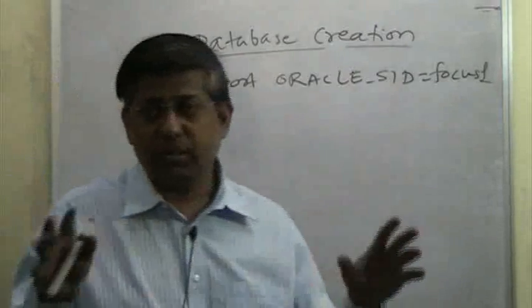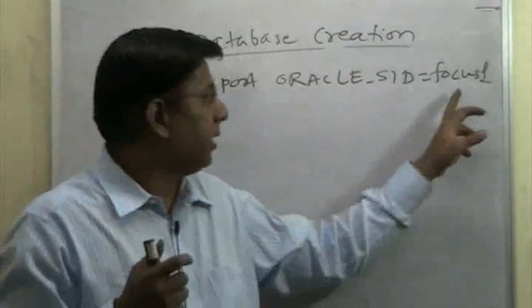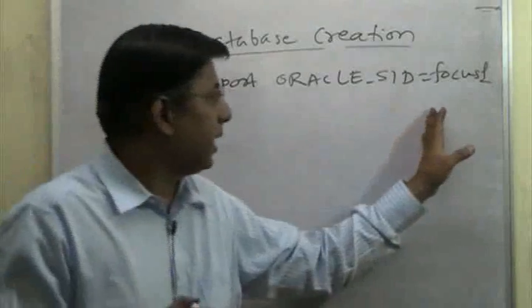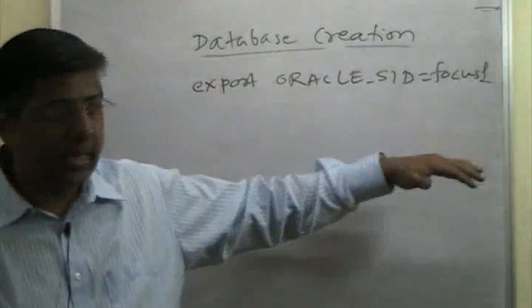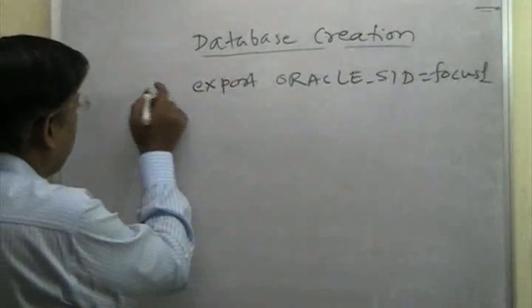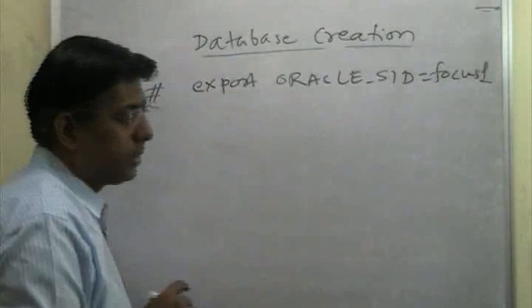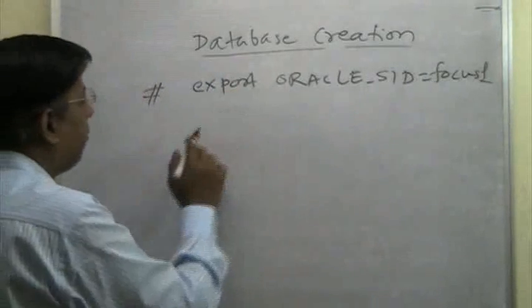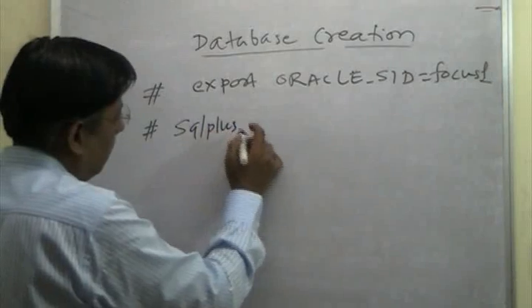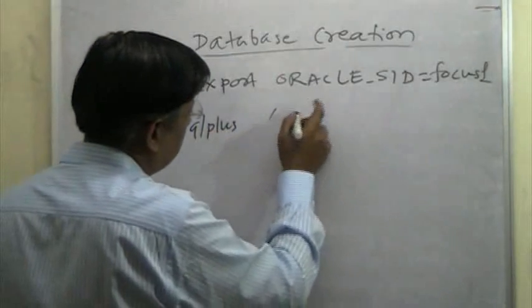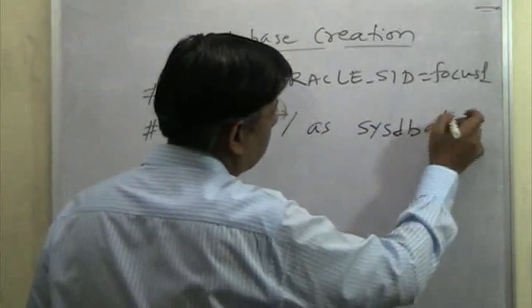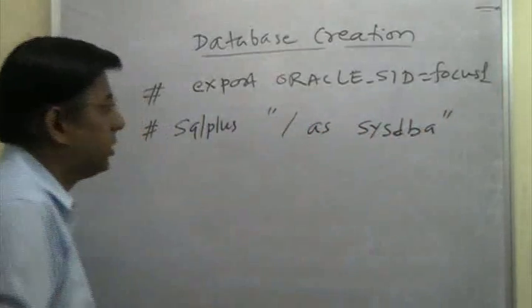But yes, in all of our discussion here, the name of the database and the name of the instance is going to be the same. So many times I would say SID is the name of the database also, but in reality it is the name of the instance. So you are going to write this at the Unix prompt, export ORACLE_SID is equal to focus1. Then at the Unix prompt you are going to type the command sqlplus, in single quote or double quote, slash as sysdba, or slash as sysdba.